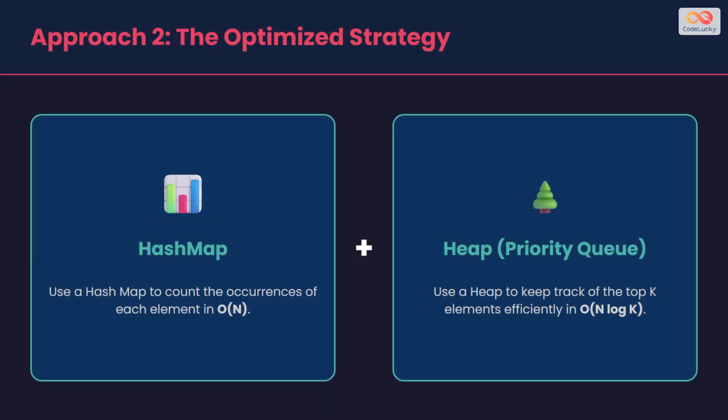We can do better. We will still use a hash map to count frequencies in linear time. But instead of sorting everything, we will use a heap, also known as a priority queue. This allows us to track just the top k elements much more efficiently.